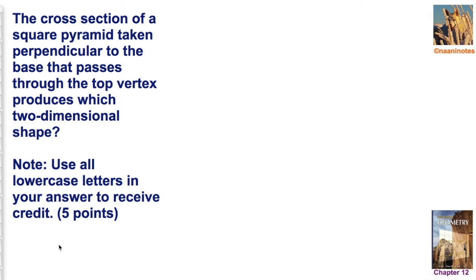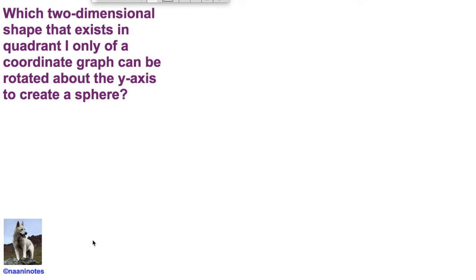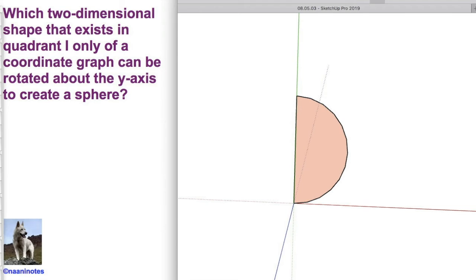All right, one more. Now this one's a little odd. And again, I'm orienting the axes where red is X and green is the Y, and Z is coming out towards me. You can all see what that shape is. It's clearly a semicircle, and I put it entirely inside the first quadrant.